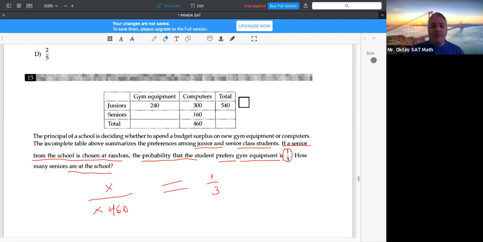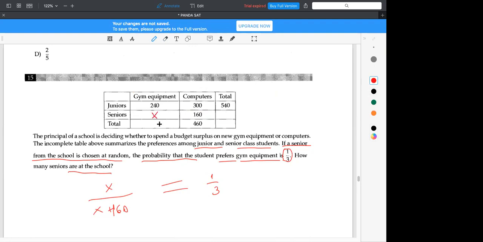So the number of seniors, I don't know. It's an interesting question, a little bit hard. Let me call this X. Sir, what if we did 240 over 0.33, like 240 divided by 1/3? Can we get the amount of seniors from there?